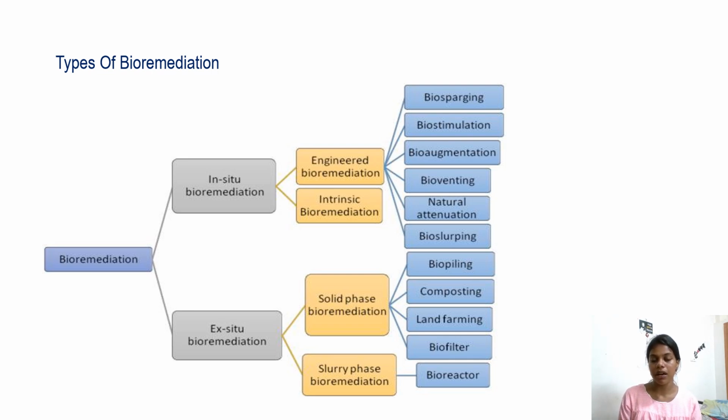In ex situ bioremediation, we are collecting the sediments or solid surface soils and moving them to another place. In that place, we are creating an environment that can give the maximum result of bioremediation. There are two types: solid phase bioremediation and slurry phase bioremediation. In solid phase, there is biopiling, composting, land farming, and biofilter. In slurry phase bioremediation, there is the bioreactor. In a bioreactor, we can do most of the wastewater and sewage treatments.